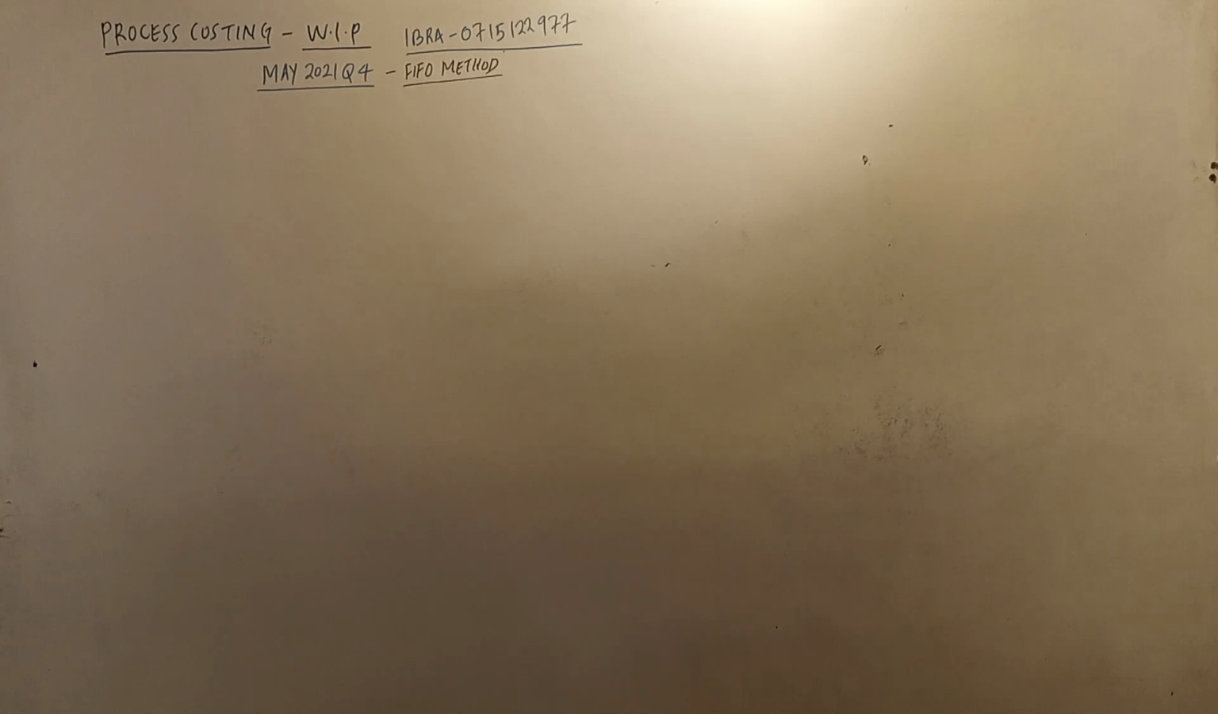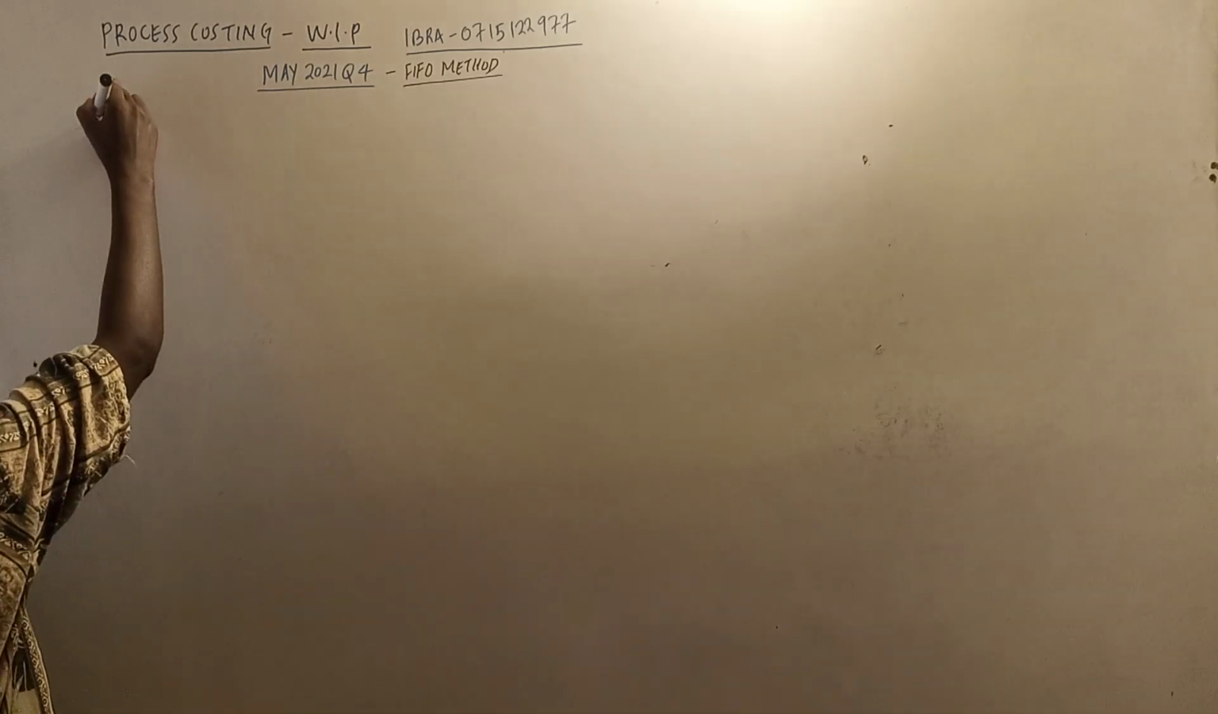Number 1, statement of equivalent units. But before we come up with the statement of equivalent units, we need to come up with the production units. Now, which process are we preparing? We are preparing process 2. So let's start with the opening stock. We start with the production units.